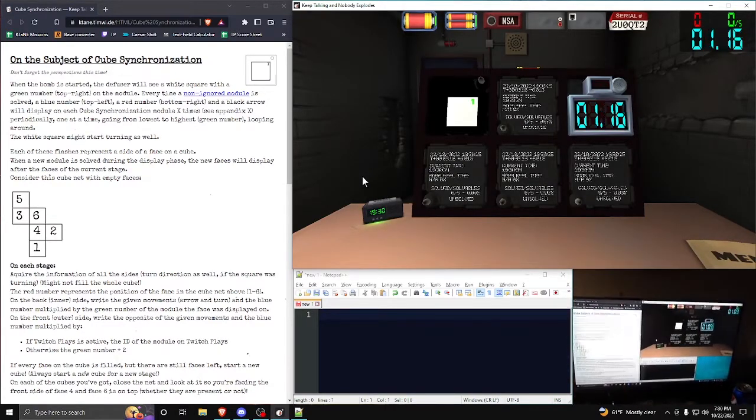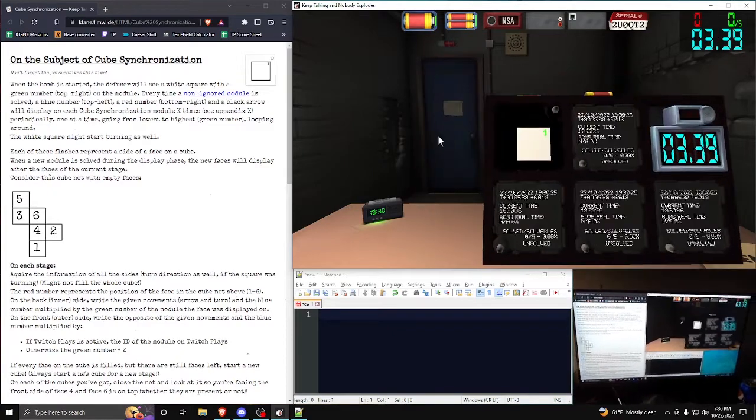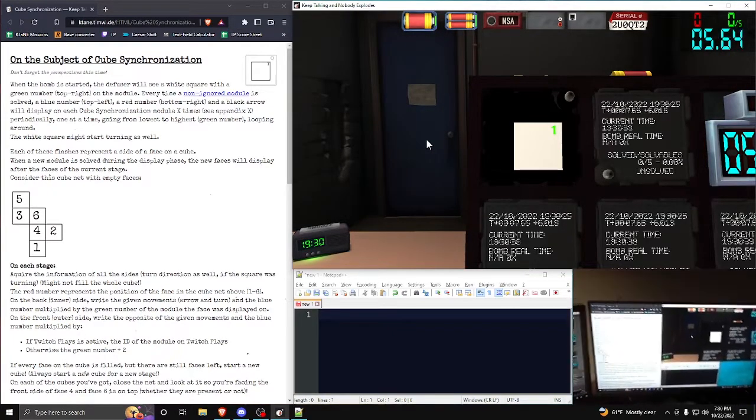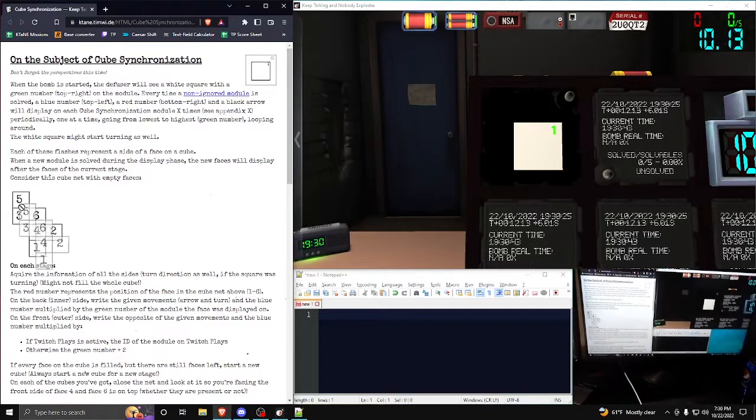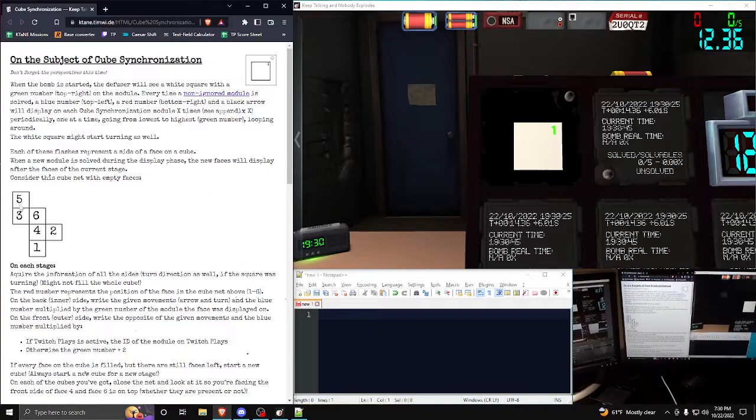Hello everyone, my name is Quinn West, and today I'm going to be going over cube synchronization. This is a boss module which involves different rotations and transformations of a cube. Before we do anything, I want to start off by talking about this net.